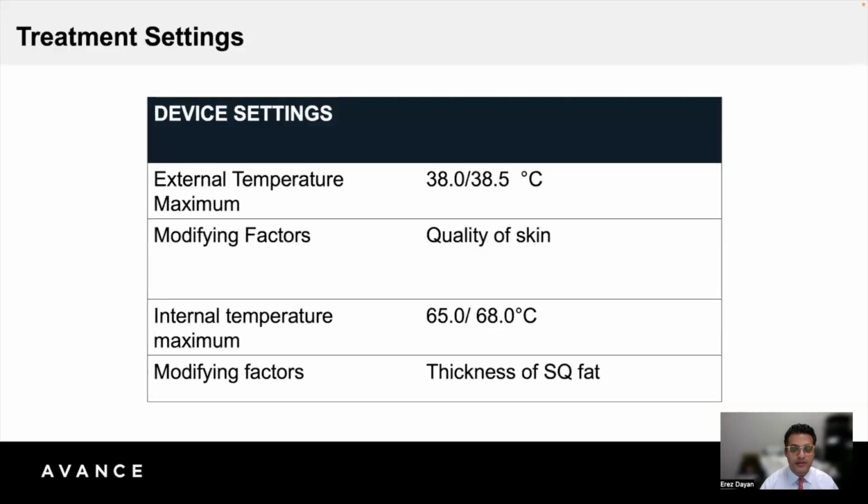So for our particular devices, there's 3 factors that play into soft tissue contraction. So temperature is an important factor, time, the duration of time you're applying that temperature, and distance from the surface of the skin. So our temperature settings typically are 68 degrees Celsius internally and 38 degrees Celsius externally, so we're able to monitor that.